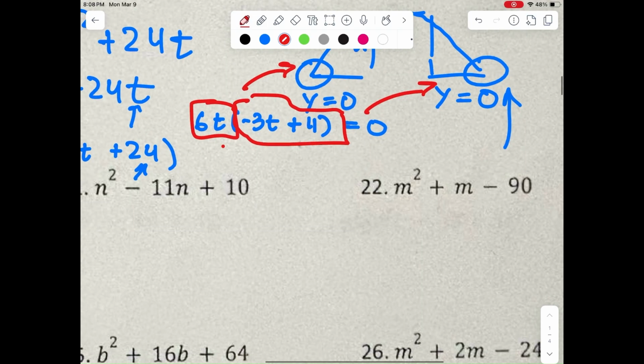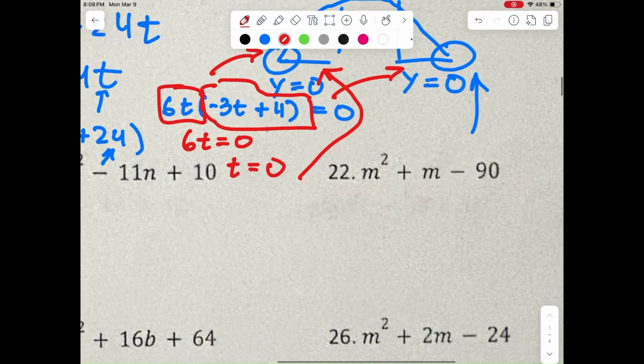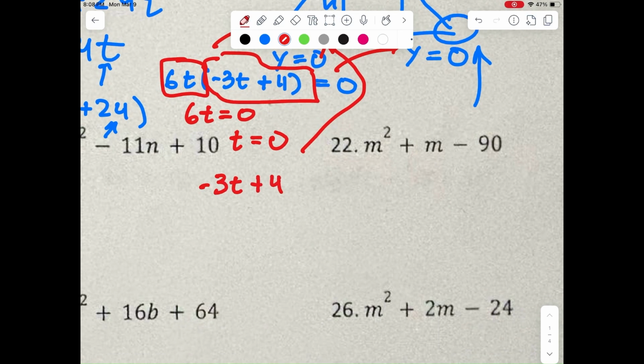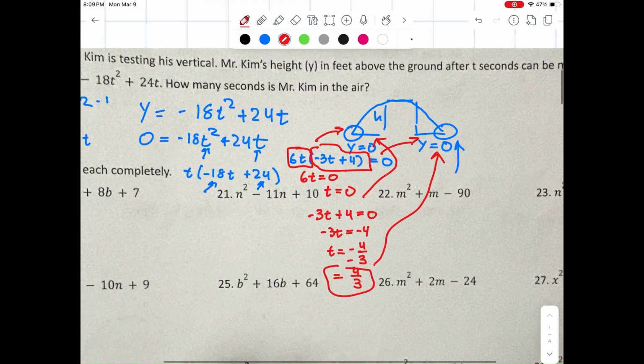So if we say 6t equals 0, and we solve for t, t equals 0, which is what I suggested would happen here, because initially, when he's about to jump, he's at a height of 0. So that makes sense that shows up. But then if we treat this one separately, negative 3t plus 4 equals 0, we solve for t. So we have 3t equals negative 4, t equals negative 4 over negative 3. These negatives will cancel, so you have 4 over 3. So this would be the second time that he's at 0. So it takes him 4 over 3 seconds. I don't know if it's right in decimal or fraction, but it should be 4 over 3.